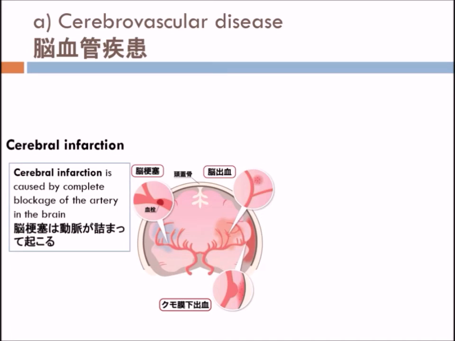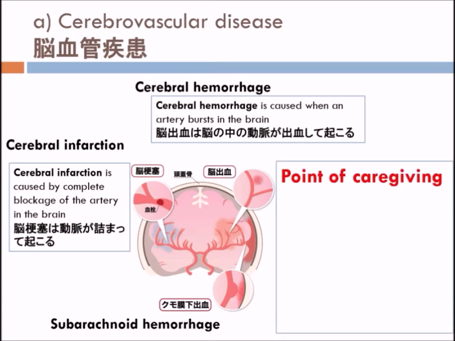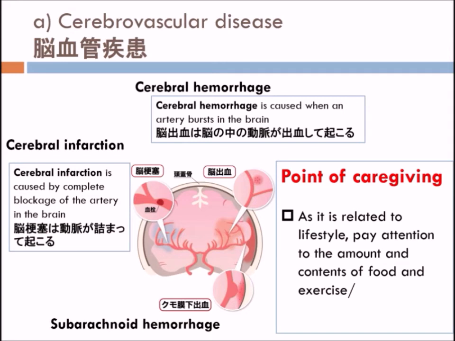Cerebral vascular infarction is caused by complete blockage of the artery in the brain. Cerebral hemorrhage is caused when an artery bursts in the brain. Subarachnoid hemorrhage is caused by bleeding within the subarachnoid space. Cerebral vascular disease sometimes causes dementia, called cerebral vascular dementia. Point of caregiving: as it is related to lifestyle, pay attention to the amount and content of food and exercise.